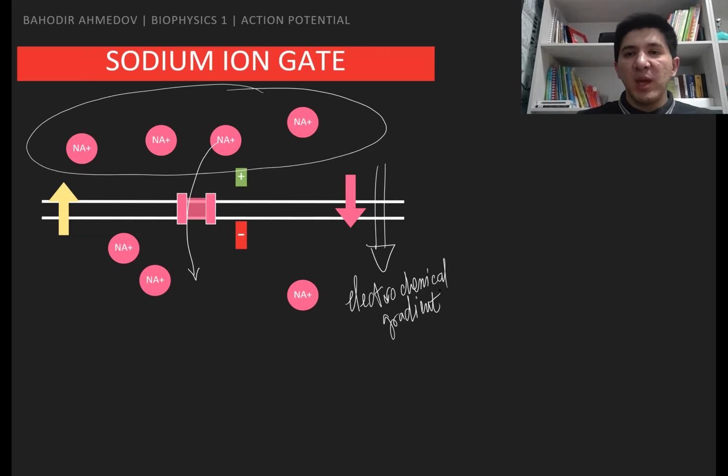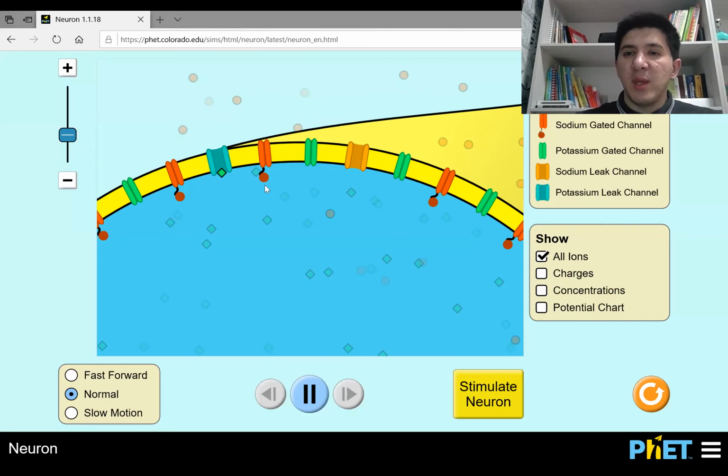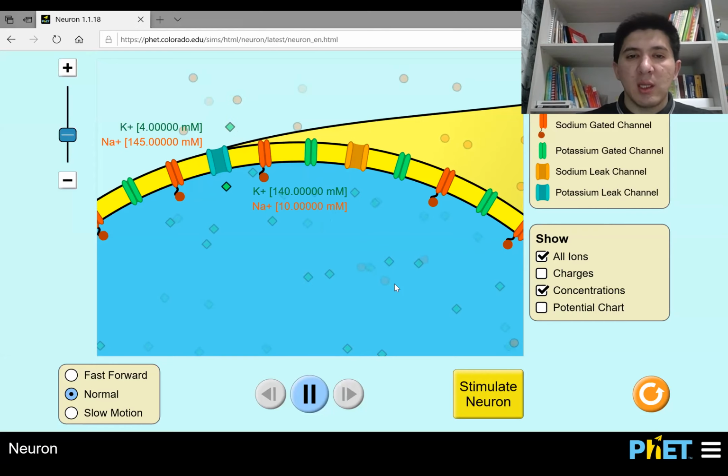So let's look at the PhET simulation in order to better understand what is going on, and play with this a little bit. Here is the PhET simulation. There is a link in the description of the lecture which leads to the simulation. I would suggest you go through this link and try to play with this a bit. Here we can see the potassium gates and the sodium ion gates. We can see the concentration of the potassium and the sodium. The concentration of potassium inside is much higher than outside, and reversely, the concentration of sodium is much higher outside than inside.